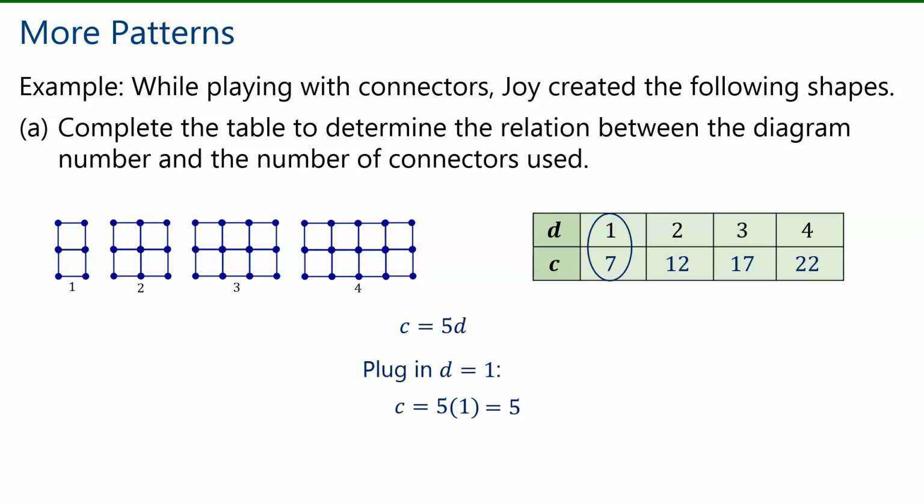So what does that mean to our equation? What are we going to do? We're going to add 2. So that means our equation is C equals 5D plus 2.